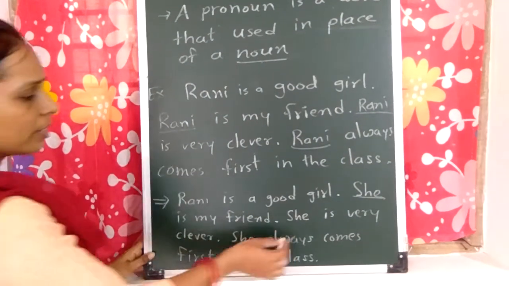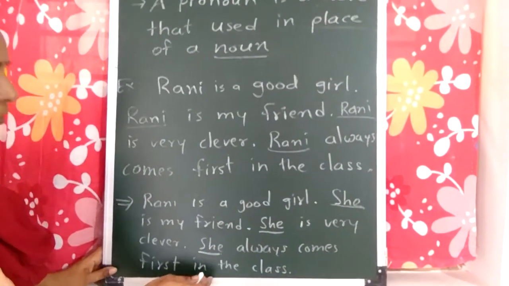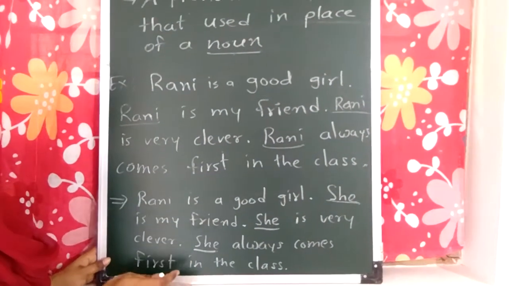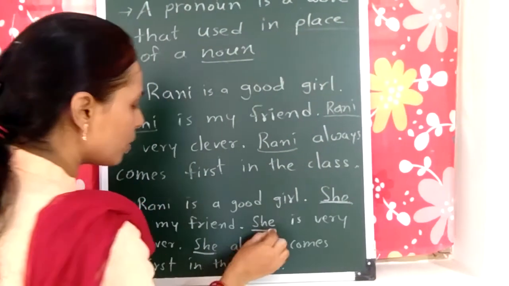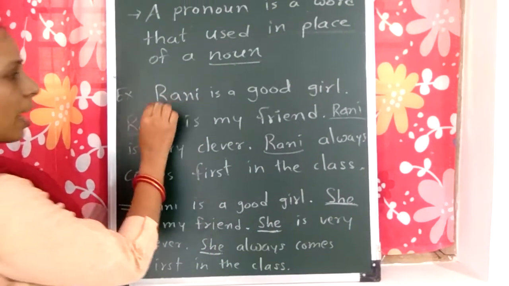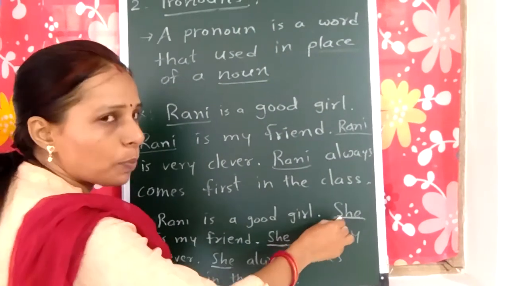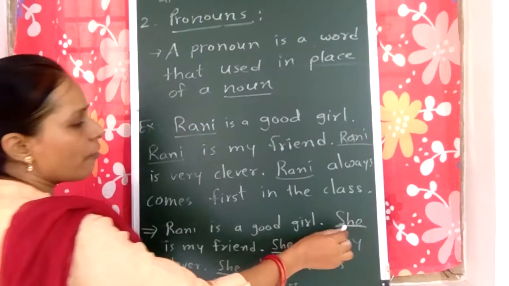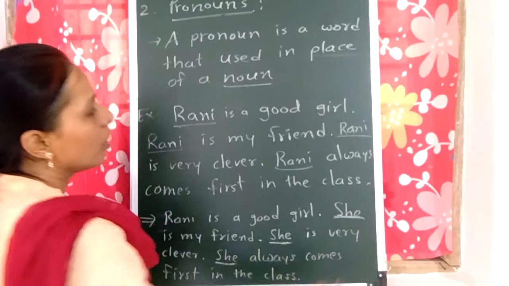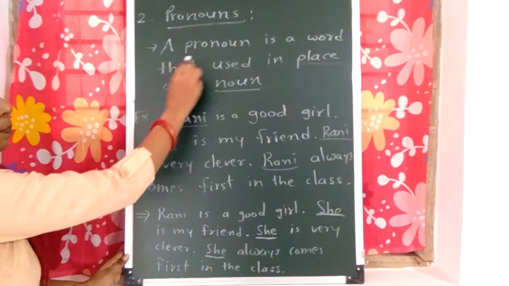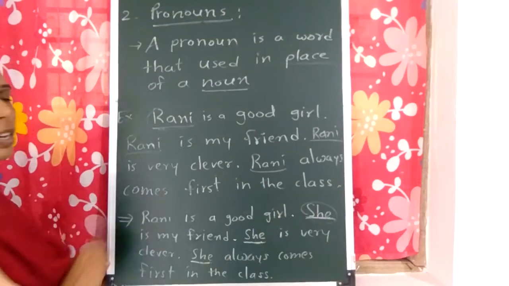She is my friend. She is very clever. She always comes first in the class. It looks in the proper form, right? Here we have "she" used instead of Rani. Rani is a noun, a proper noun, and she is a pronoun which is used instead of Rani, because Rani is a girl, it is feminine gender, so we use "she" here. Okay, so what is a pronoun? A pronoun is a word that is used in place of a noun.